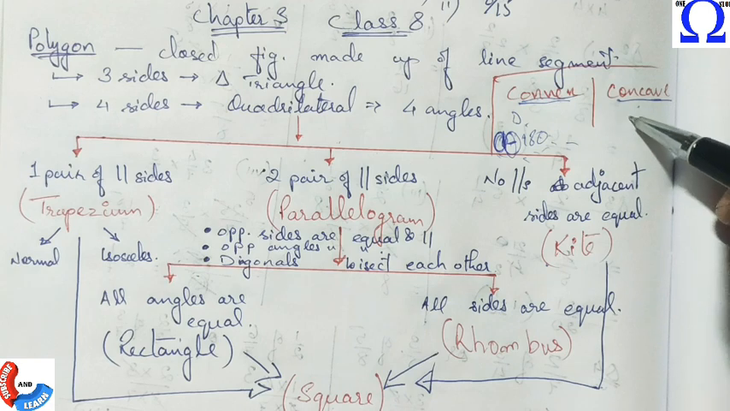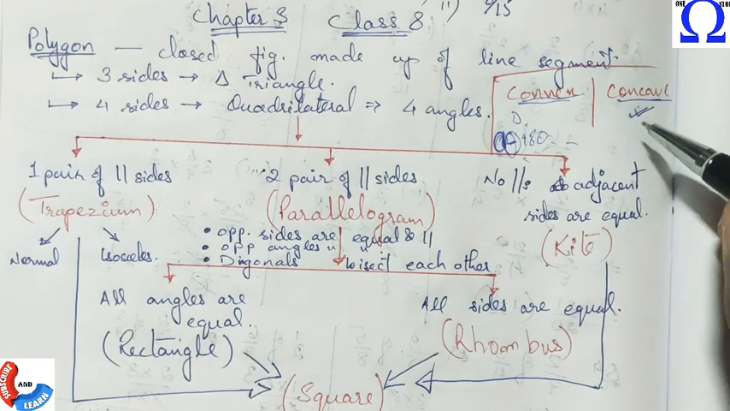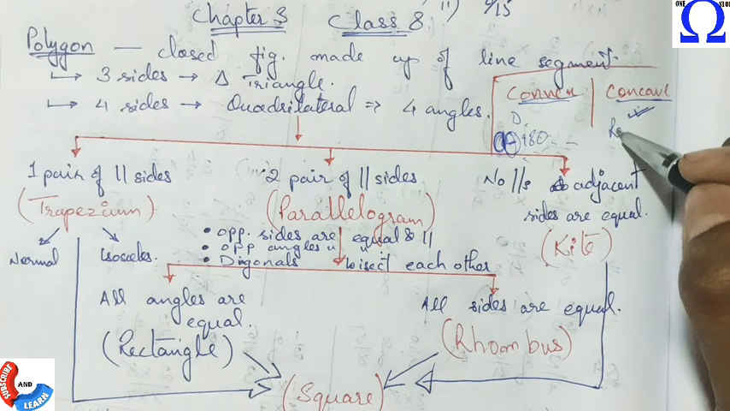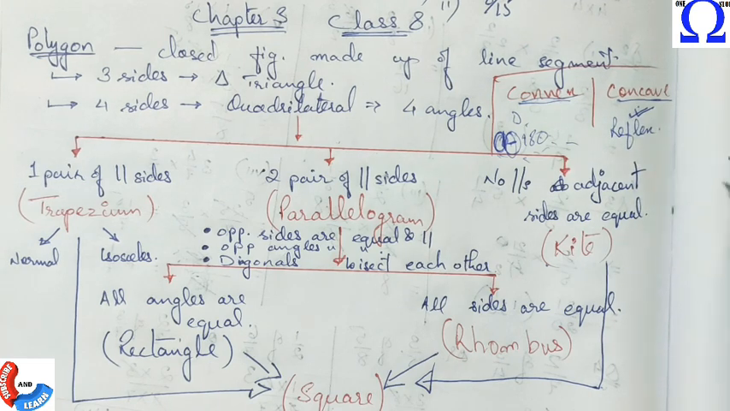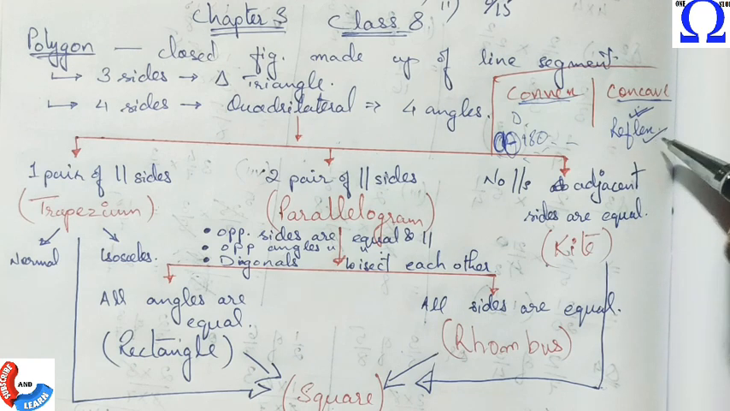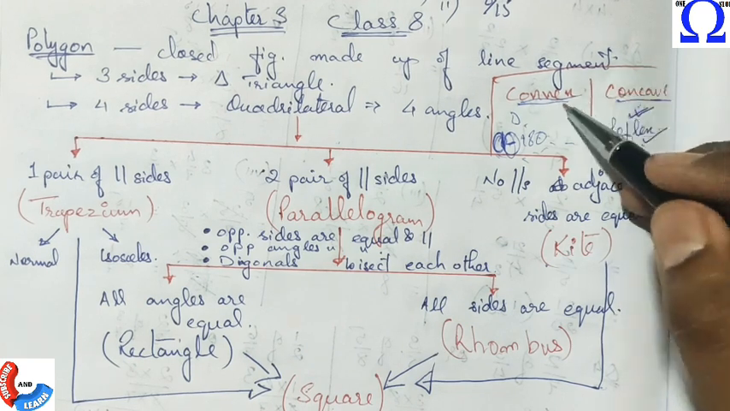But in a concave quadrilateral, we have a reflex angle. One of the angles will be a reflex one. So if any reflex angle occurs, then it is a concave quadrilateral and not a convex one.